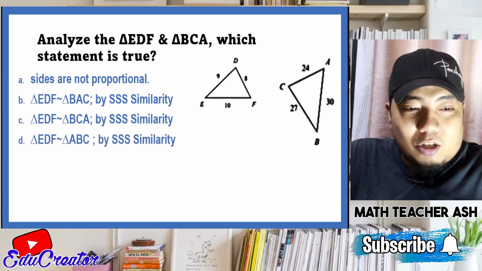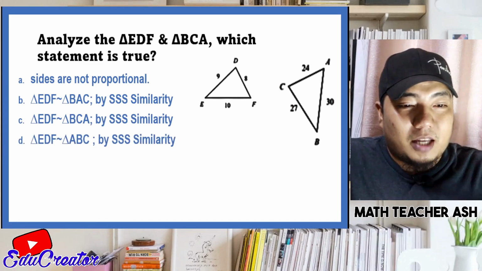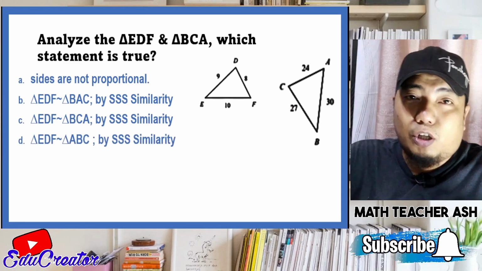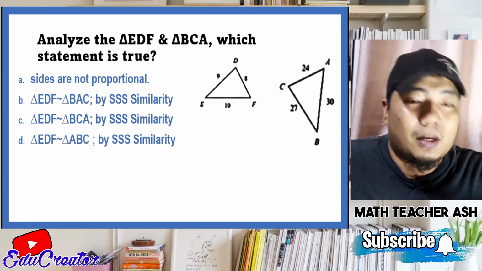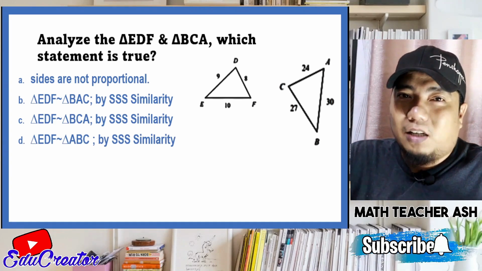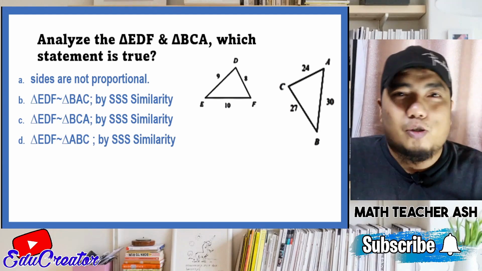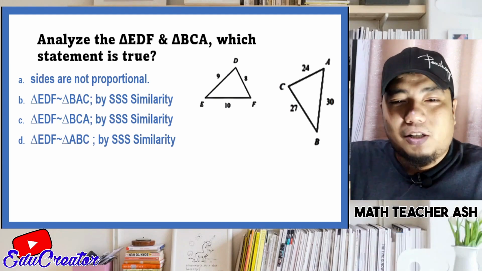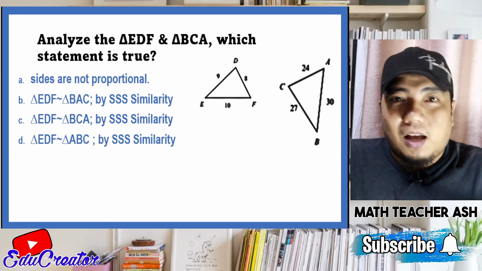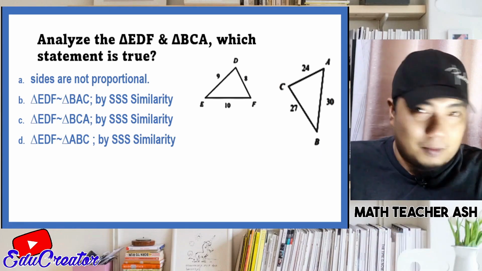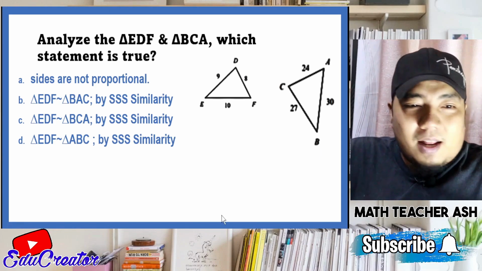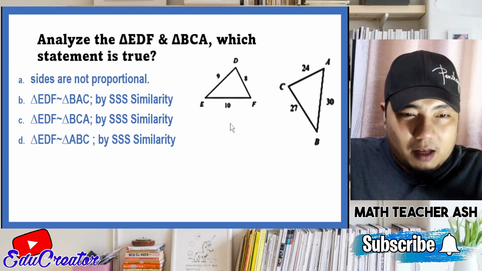Or letter D, triangle EDF is similar to triangle ABC by SSS similarity. Of course, this talks all about SSS similarity because three sides are given from one triangle to another triangle, my dear math learners. So therefore, we can just pair them by the SSS similarity. Now, let's check who among these are the pair.